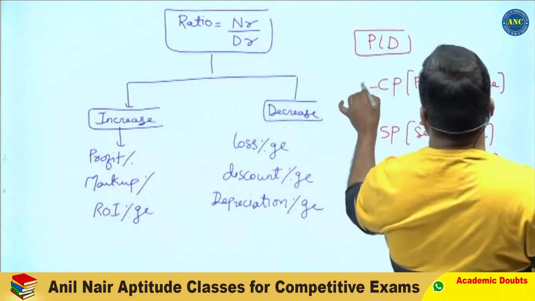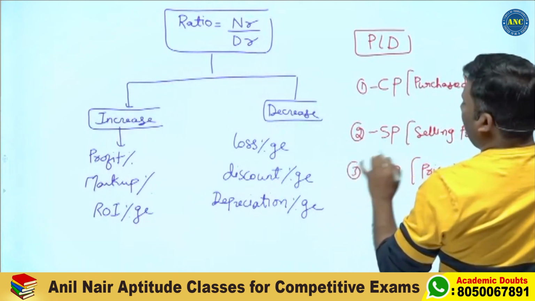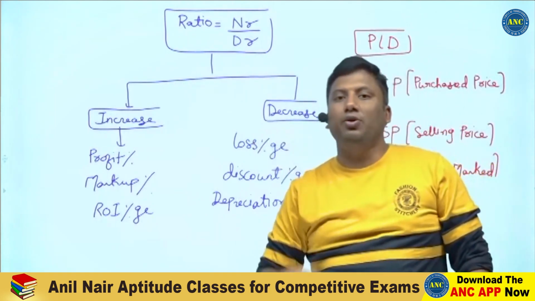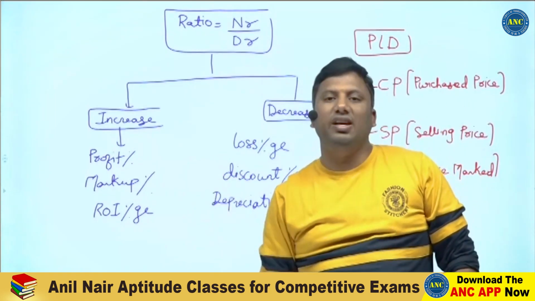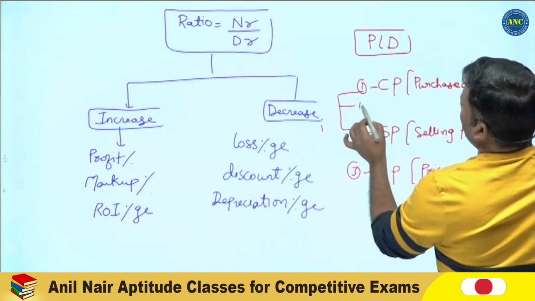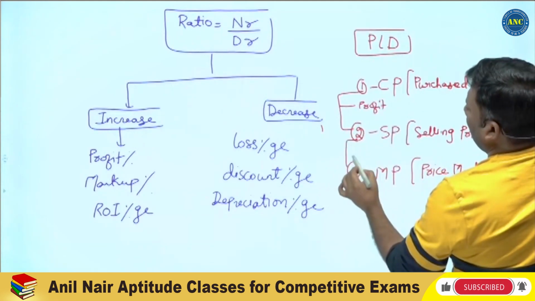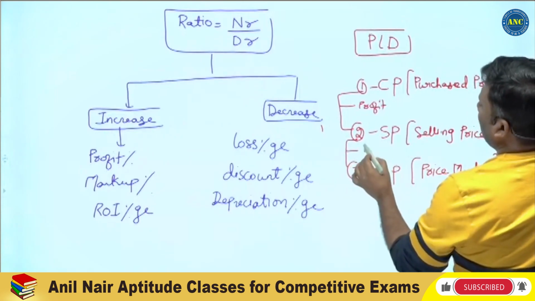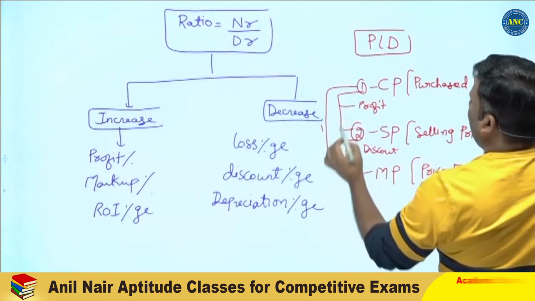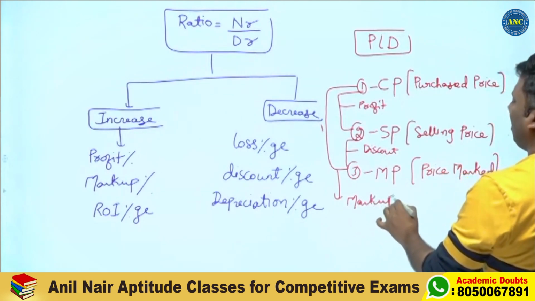Suppose I call this one 1, this one 2, and this one 3. So there are three prices. If I select any two, 3C2, which is 3C1, I will get 3 ways. So if I do 2 minus 1, I will get a profit. Are you all with me? If I do 3 minus 2, I will get a discount. If I do 3 minus 1, I will get a markup. Finish. This is your entire profit, loss and discount.